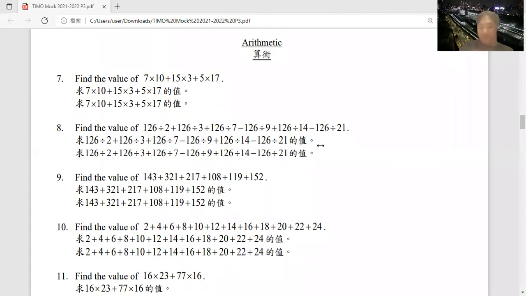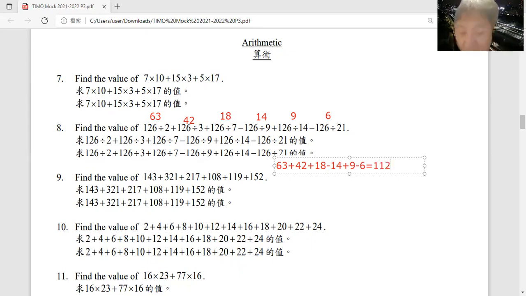Now let's see. So you have to do each term yourself. So this is 63, and this is 42, this is 18, and this is 126 divided by 7, which should be 18, and 126 divided by 9, which is 14. This is 9, and this is 6. So the answer finally will be 63 plus 42 plus 18 minus 14 plus 9 minus 6, which is what? 112. So it's 112. Yes, 112.